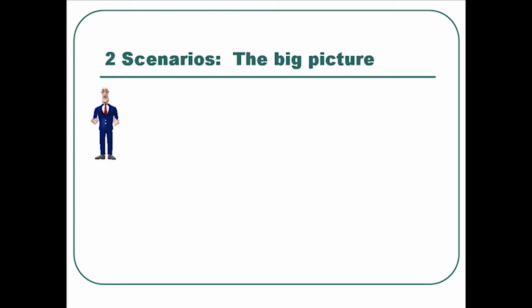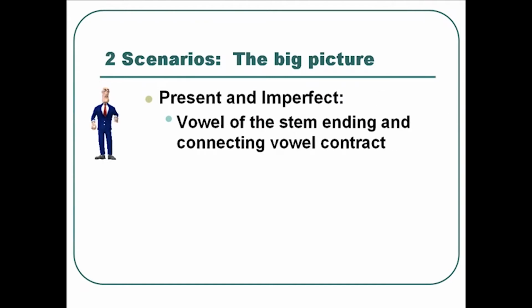Let's get a big picture here before we jump into the particulars of how the contractions actually take place. We should note right up front that in the present and the imperfect is where most of the action of the contraction takes place. So what we're learning as far as these contractions focus largely on the present and imperfect tenses. Because there, the vowel stem ending, when it connects with the vowel of the primary ending being added, the vowels will contract together.